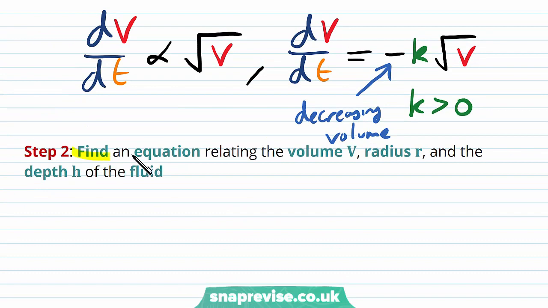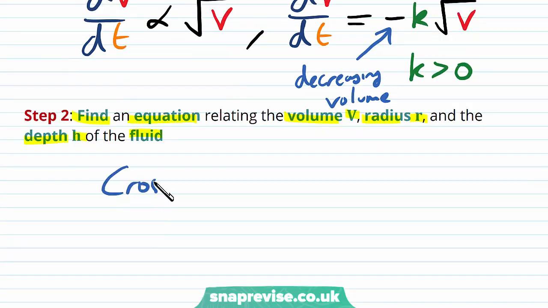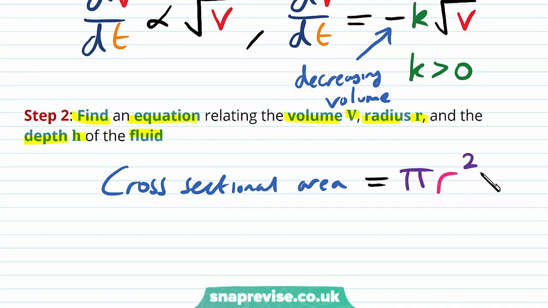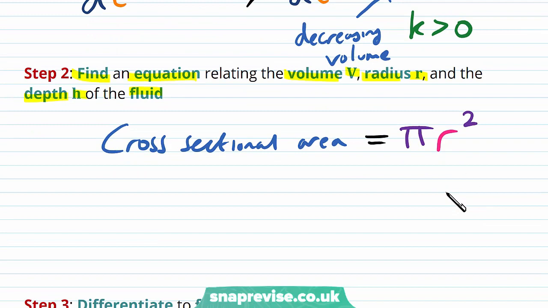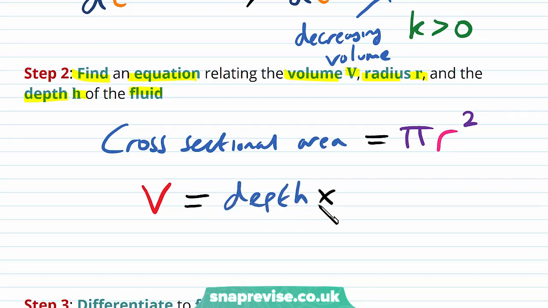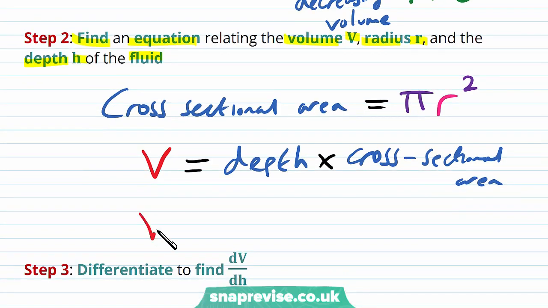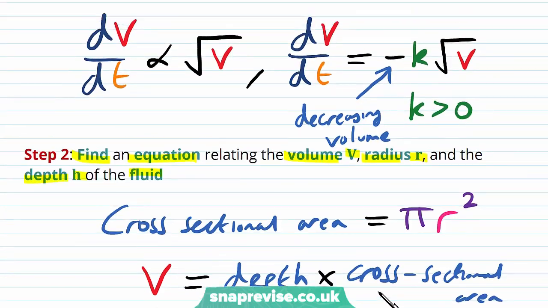Our second step is to find an equation relating the volume V, radius r, and the depth h of the fluid. We have that the cross-sectional area of the tank is equal to pi multiplied by r squared. Now, because it's a cylinder, the volume V is equal to the depth multiplied by the cross-sectional area. And therefore we get that V is equal to the cross-sectional area pi r squared, and then we multiply by the depth, which has been given as h.